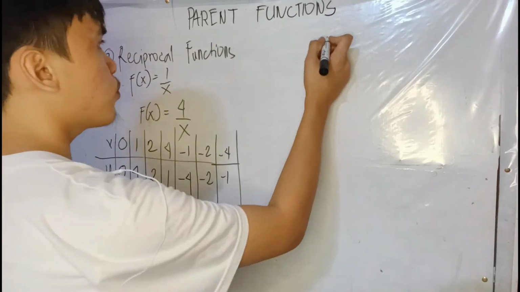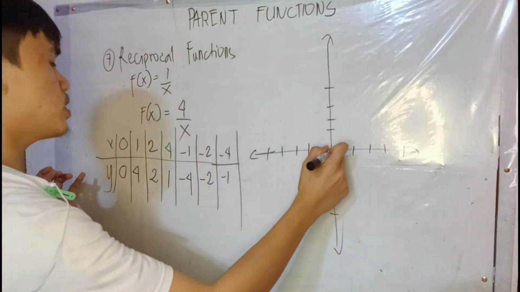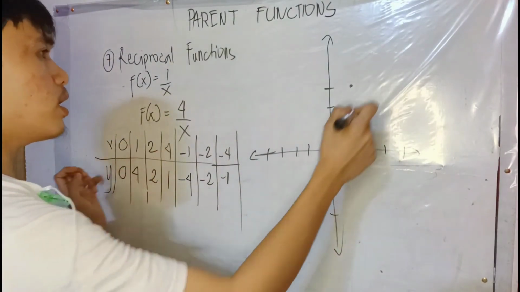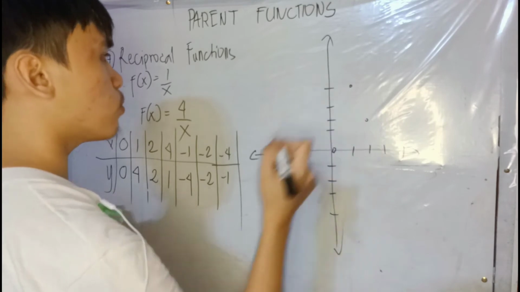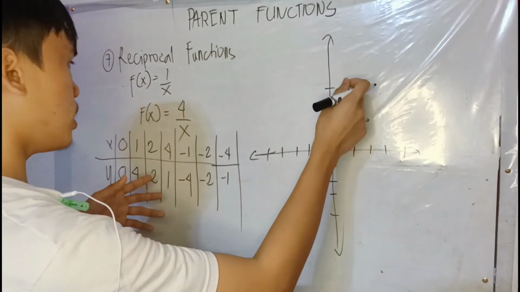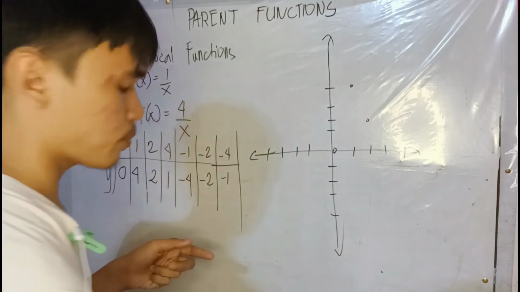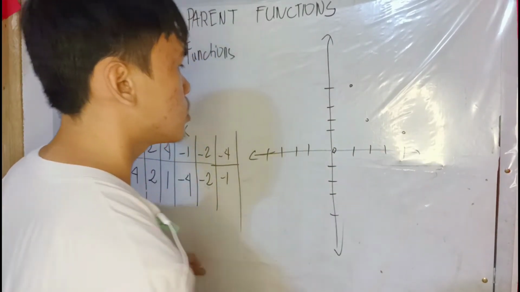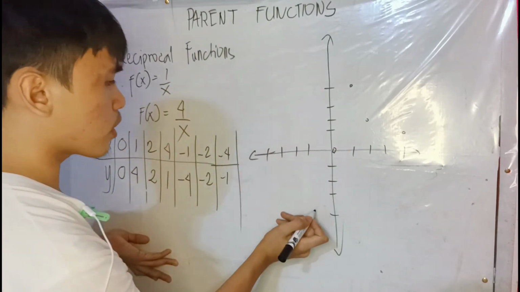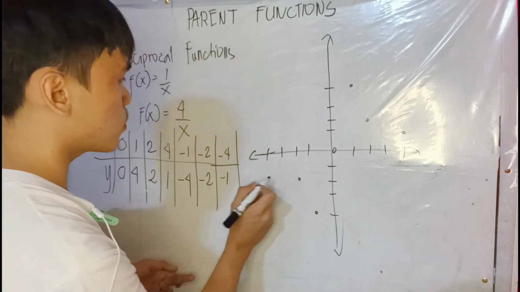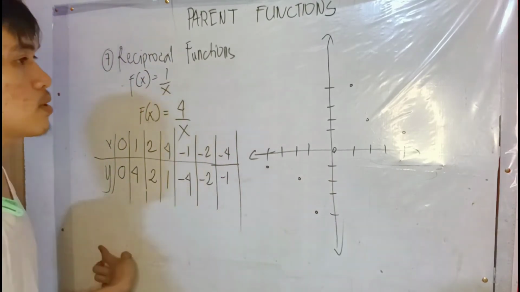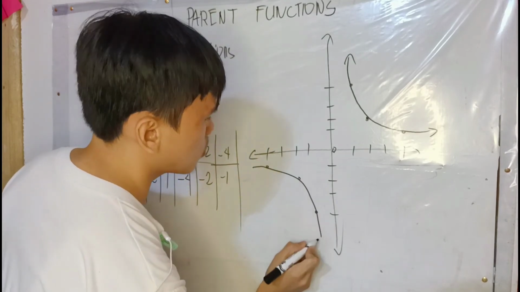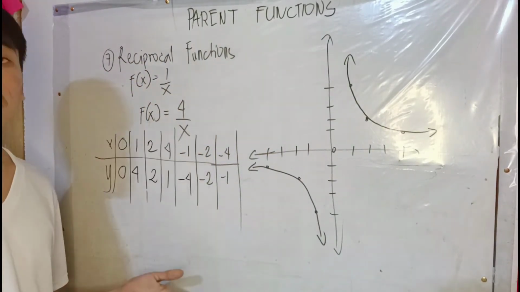So, our graph will look like this. Okay, so 0 and 0. 1 and 4. 2 and 2. 4 and 1. The negative 1 and negative 4. Negative 2 and negative 2. Negative 4 and negative 1. So, mao siya ang ato ang graph. So that is our reciprocal function.